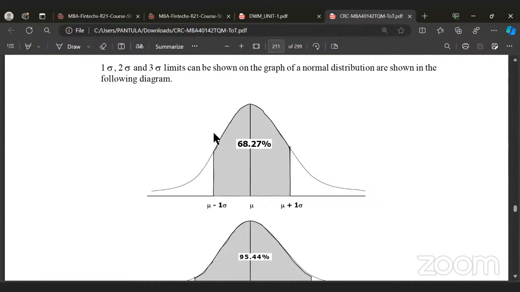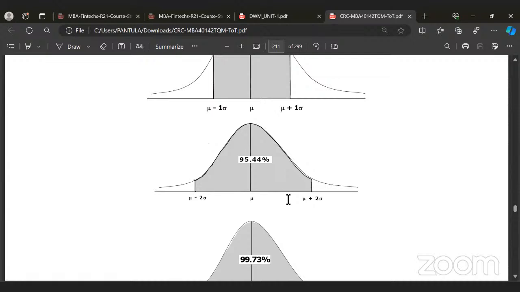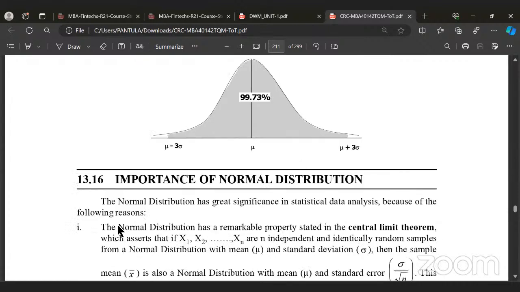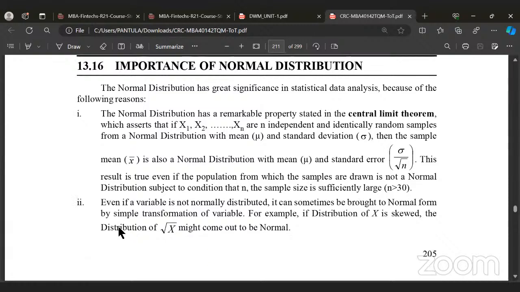68.27 probability. It is in between the left side and right side, and 95. So it's almost the end value. And then 99, it's almost a close value. So here 2 sigma, here 3 sigma. Okay. Then 5 sigma, 6 sigma is also there. Okay. So the importance of normal distribution.